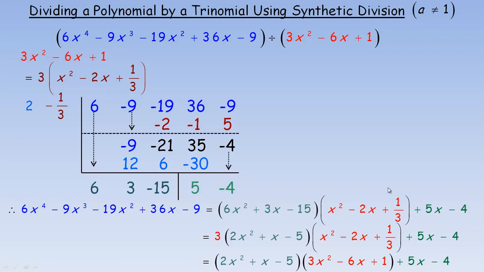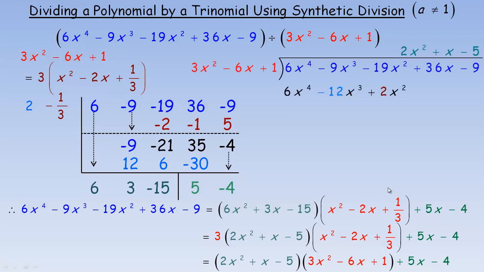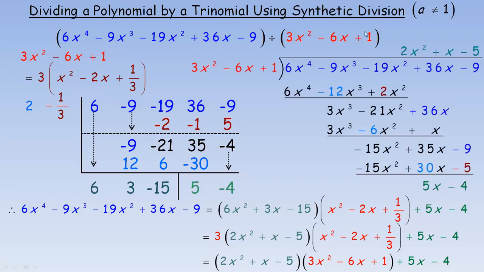Now, how does this compare to the long division? This is what the long division looks like, and you actually can divide by the whole trinomial. You don't have to factor the 3 out. So this is where all the terms come from if you do this by long division. So we divide 3x squared into 6x to the fourth, and you get 2x squared. And then that 2x squared gets multiplied by each of these terms, and that's what goes here, here, and here. Don't worry about the colors. I'll talk about the colors in a moment.